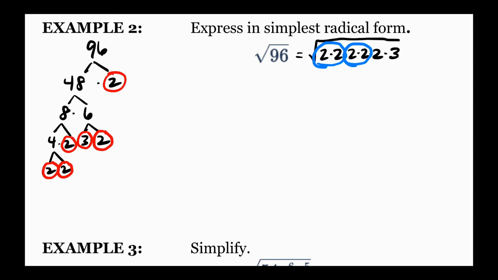Okay? So what can come outside? Well, I have a pair of 2s here, a pair of 2s. Those pair of 2s make 4. What's the square root of 4? So I got a 2 on the outside, cross those out. Same thing over here. Pair of 2s. Those pair of 2s make 4 when you multiply. The square root of 4 is 2. Cross those out.